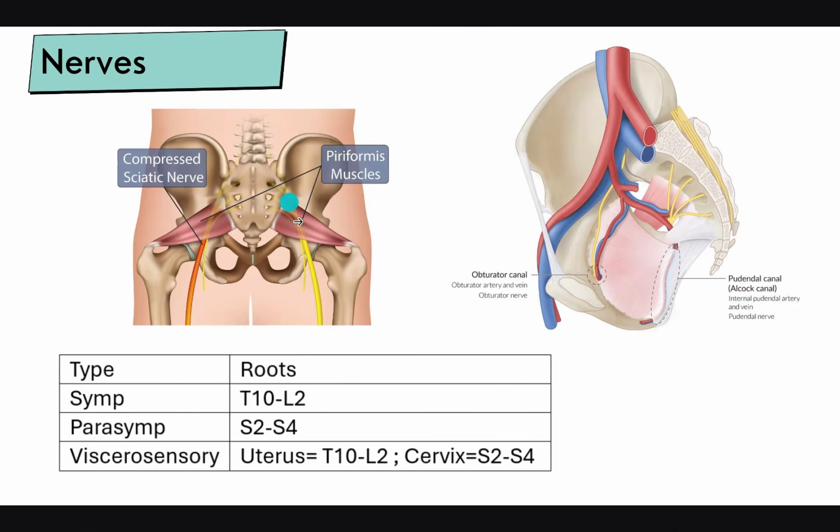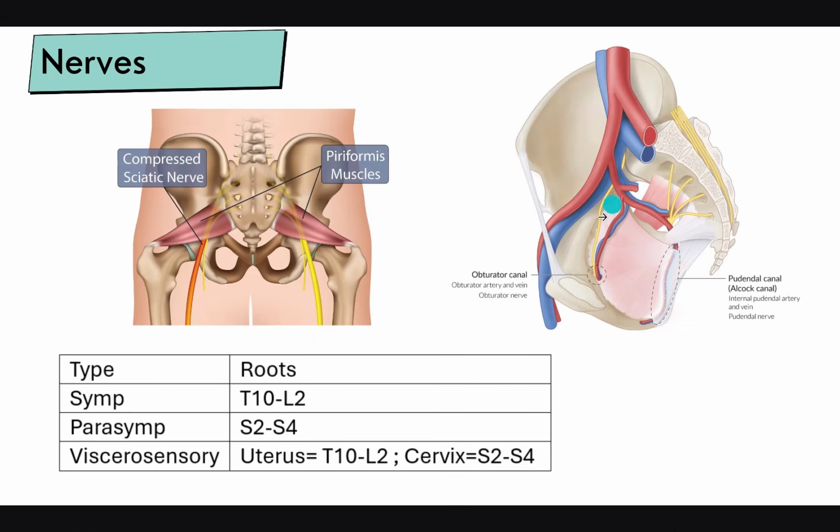sciatic nerve. Again, it goes through the greater sciatic foramen. If there's a hypertrophy or problems to the piriformis muscle, this leads to an affected sciatic nerve. And then we have the pudendal nerve. Now, the pudendal nerve is important for us to know. It comes from the lumbar and sacral regions, or the roots, and then it goes close to the ischial spine over here, and then it enters through the pudendal canal, and then it supplies the perineum. All right. So that was the pudendal nerve.